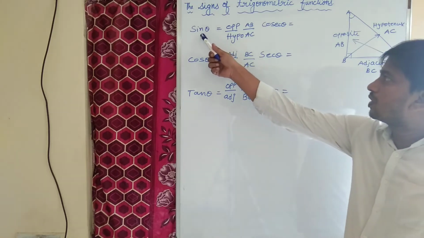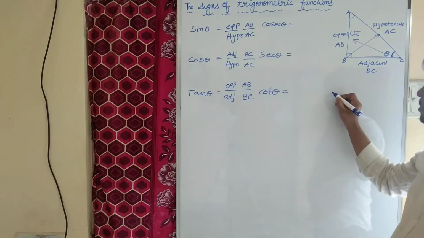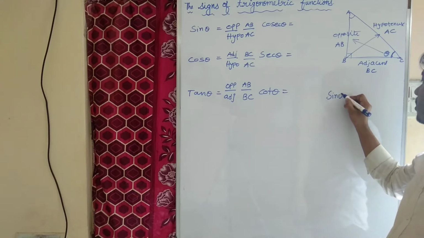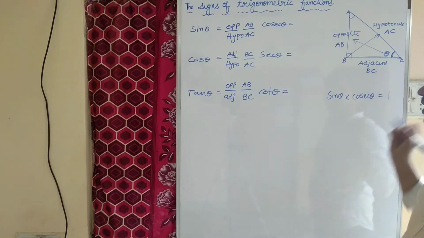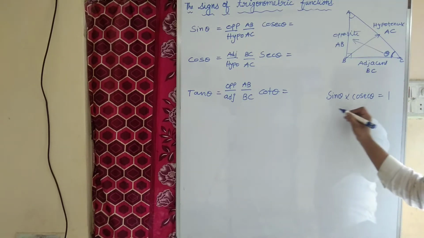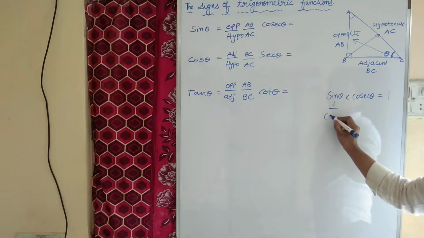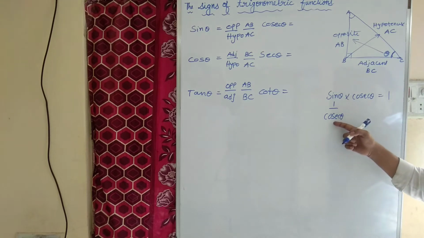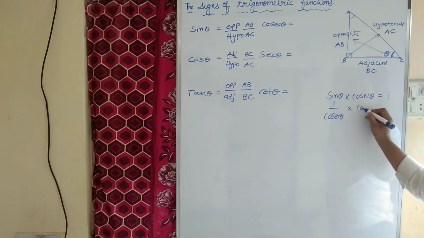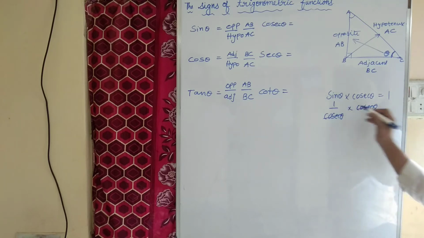What is the reciprocal of sin theta? Cosec theta, right? As sin theta into cosec theta is equal to 1. Because sin theta we can write as 1 by cosec theta. So sin theta into cosec theta equals 1 by cosec theta into cosec theta. Right? Cosec theta gets cancelled, we will get 1.